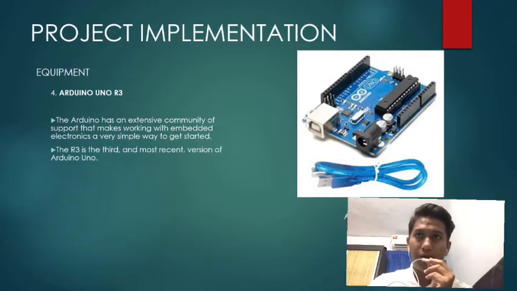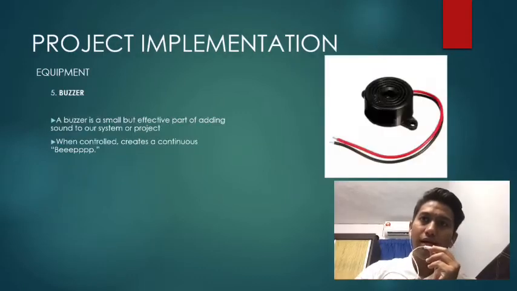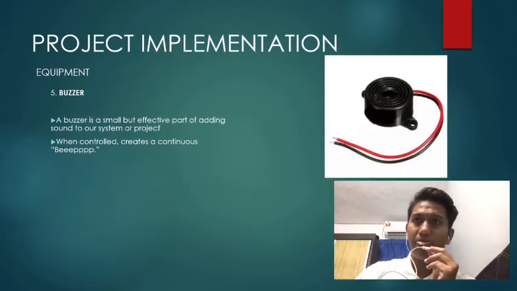And then the Arduino Uno R3. The Arduino has an extensive community of support that makes working with electronics a very simple way to get started. The R3 is the third and most recent version of the Arduino Uno. And then we have the buzzer. The buzzer is a small but effective part for adding sound to our system or project. When controlled, it creates a continuous beeping sound.